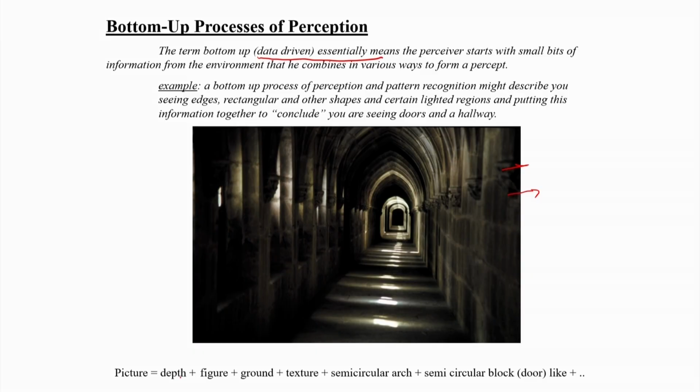So, this picture through a bottom up process is basically coming up from facts like the depth, the figure, the ground and texture, semicircular arches, semicircular blocks, doors and so on and so forth.